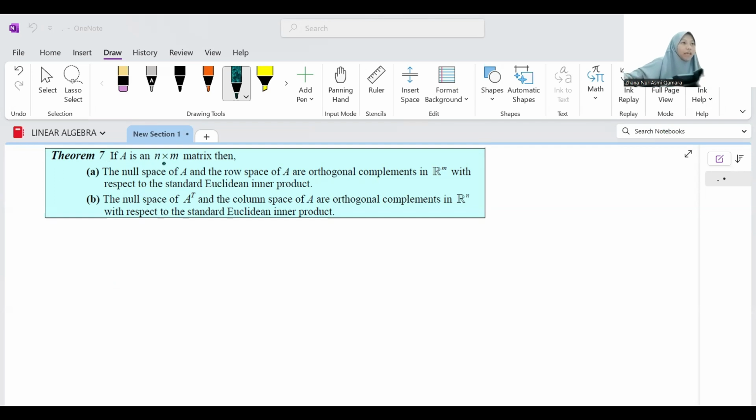Hello, I'm Zhana, and here we want to prove Theorem 7. If A is an m by n matrix, then A, the null space of A and the row space of A are orthogonal complements in R^n with respect to the standard Euclidean inner product. And B, the null space of A transpose and the column space of A are orthogonal complements in R^m with respect to the standard Euclidean inner product.